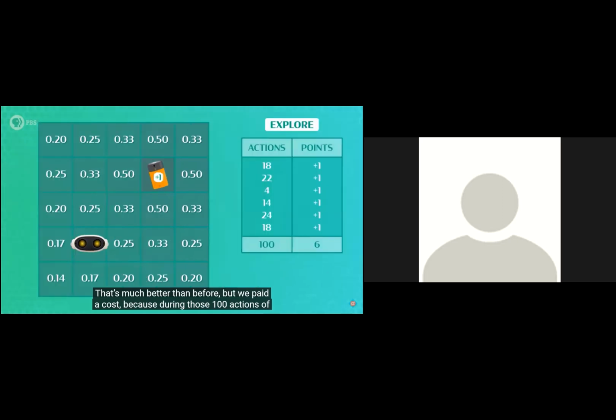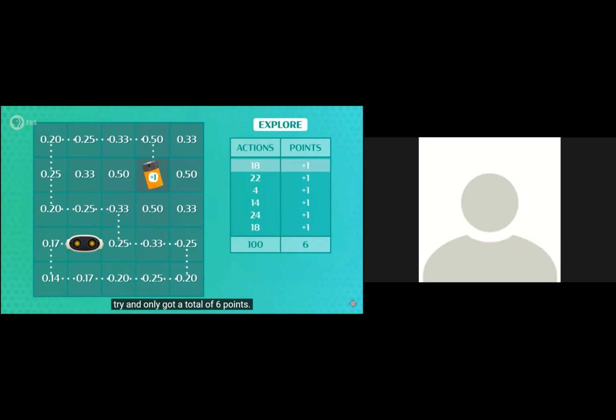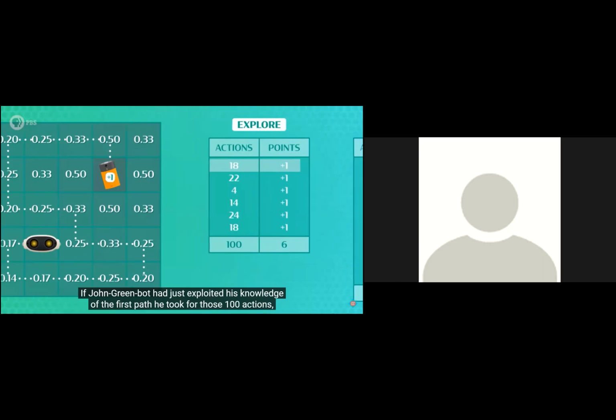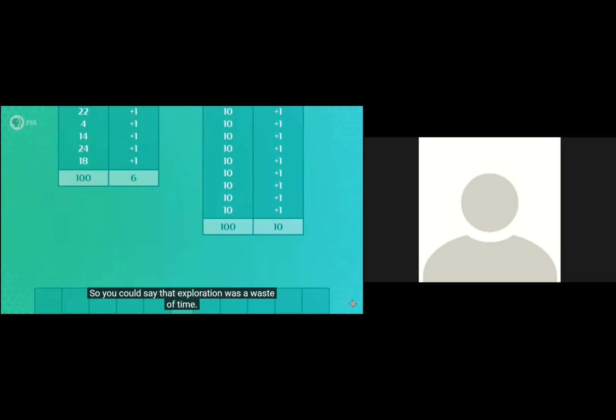That's much better than before, but we paid a cost. Because during those 100 actions of exploration, he took some paths that were even more inefficient than the first 10 action path, and only got a total of 6 points. If John Greenbot had just exploited his knowledge of that first path for those 100 actions, he could have made it to the battery 10 times and gotten 10 points. So you could say that exploration was a waste of time.